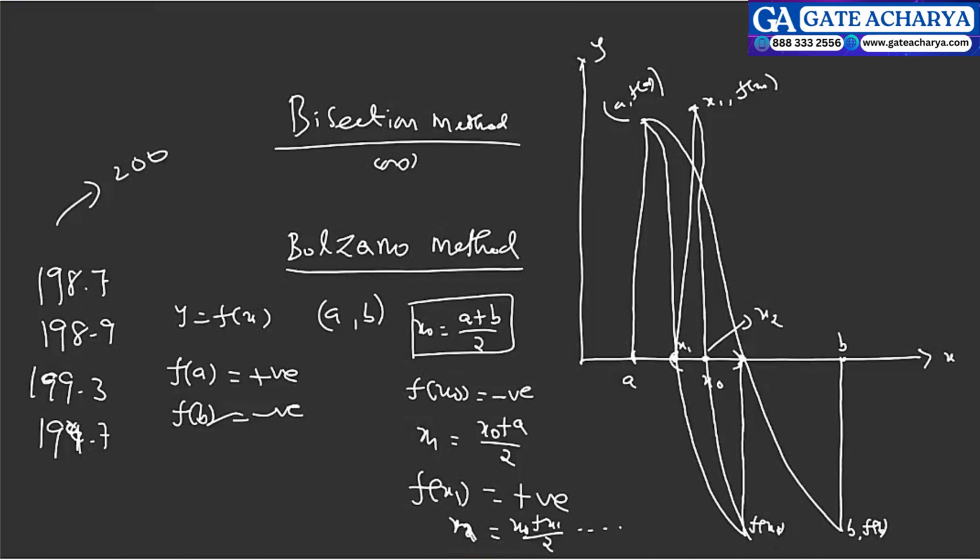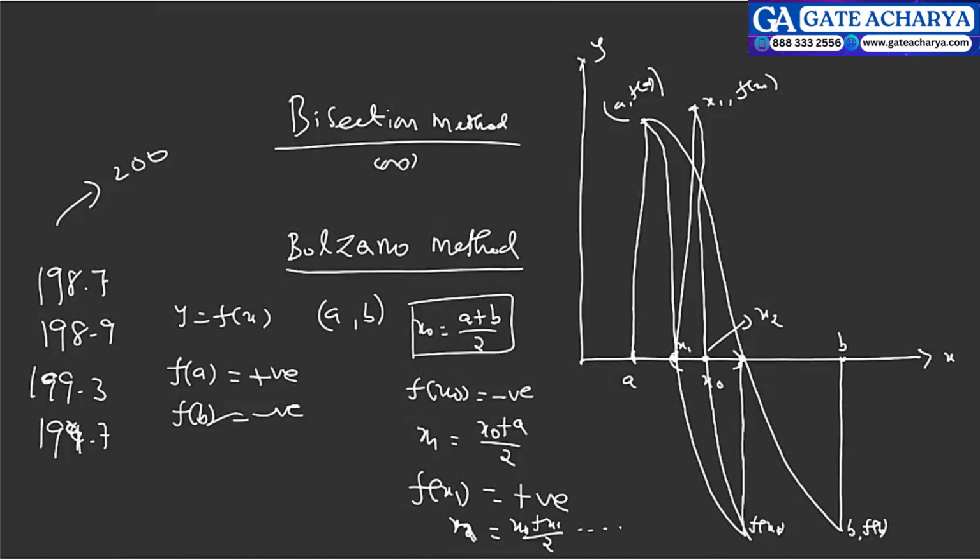It's 200. But which one is nearest to 200? 198.7, 198.9, 199.3, 199.7. Which one is nearest? 199.7. That converges to 200. Converge means the points coincide. That is called converge. So in these methods, one of your questions is: what is the convergent value of the method? Some method is mentioned.